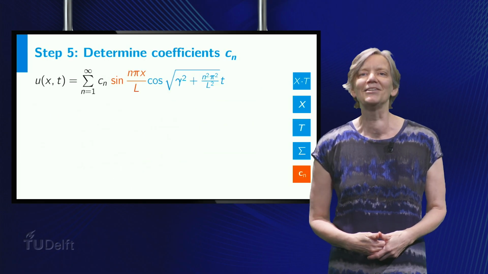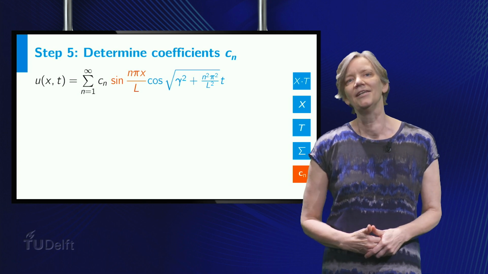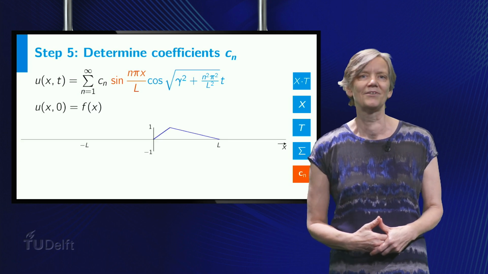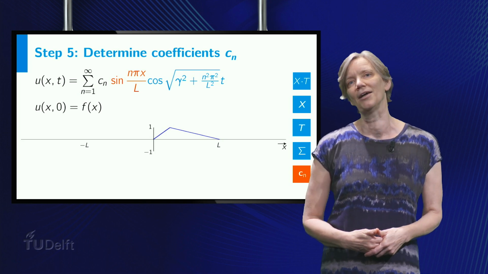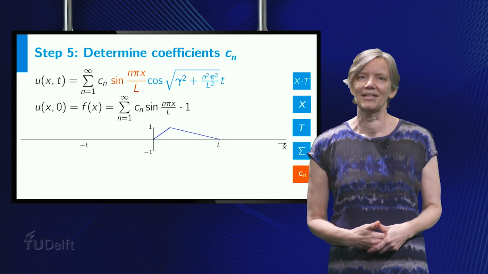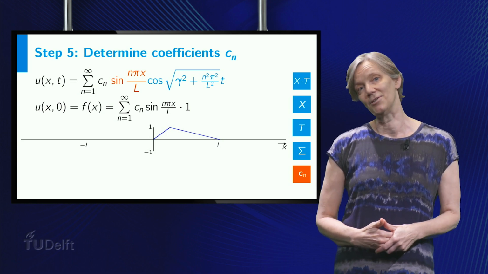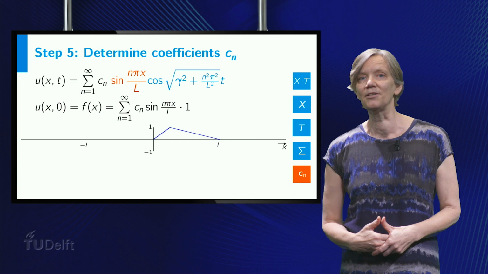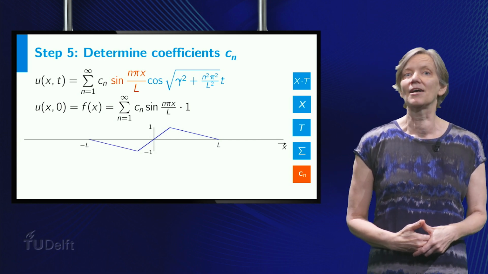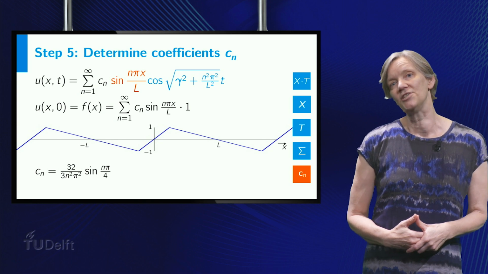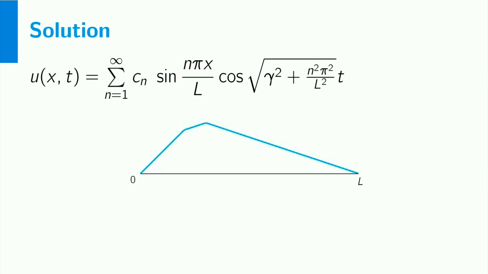In step 5, the unknown coefficients Cn are determined with the last condition. The initial u is given by function f. So we substitute t equal to 0 in the general solution for u. And we see that f has to be expanded into a series of sine functions, all with a period of 2L. So the extension of the function has to be odd. The Fourier coefficients are a different constant value Cn for each n. And here's the solution.